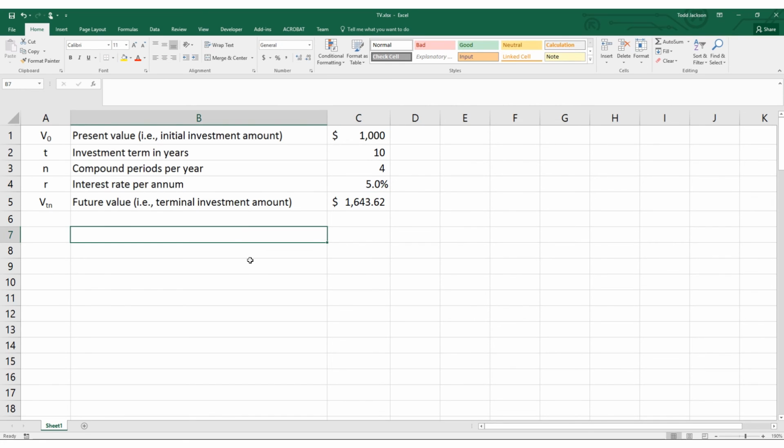We'll look at future value under continuous compounding in another video. We will also look at present value concepts in another video. And then we'll also probably in a couple of videos look at future value of annuities and also present value of annuities.